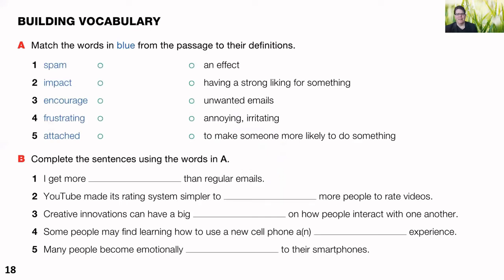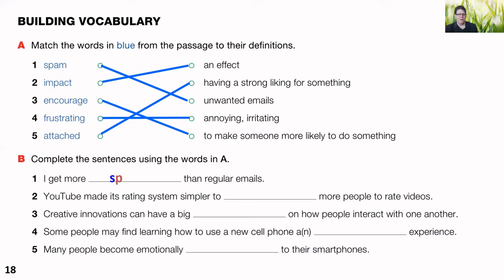Spam, I think we all know what that is. Unwanted emails. Impact, that's an effect. Encourage, to make someone more likely to do something. Frustrating, annoying or irritating. Attached, having a strong liking for something.